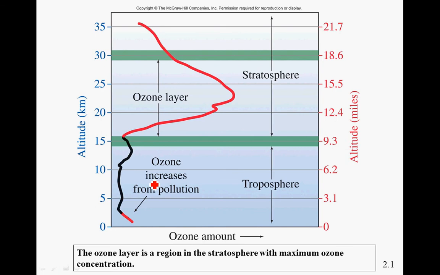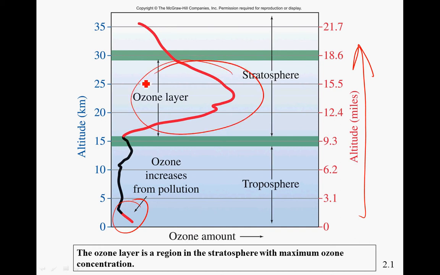This graph shows how the concentration of ozone changes as you go up into the atmosphere. Notice that there's a fair amount of ozone in the troposphere, which is where we're breathing, and it can be hazardous to us. However, it is the greatest in the lower level of the stratosphere right here. This is important because it absorbs some of the sun's UV radiation.